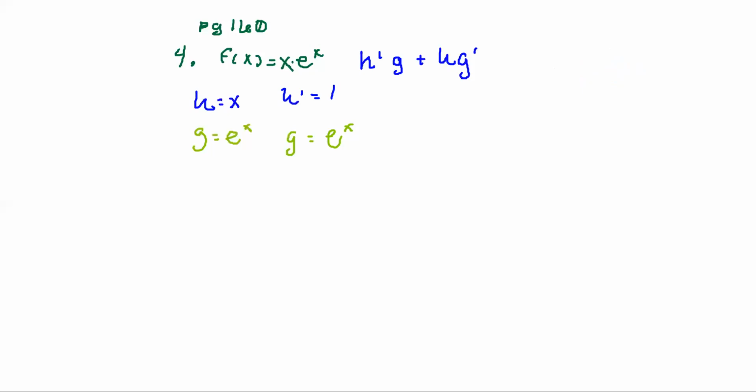Okay, now that we have all of the pieces together, why don't we get this started? We have h prime times g, so this is 1 times e to the x plus h x times g prime times e to the x. So the answer to this whole thing is going to be e to the x plus x e to the x. And that's the answer. So this is going to be f prime of x.